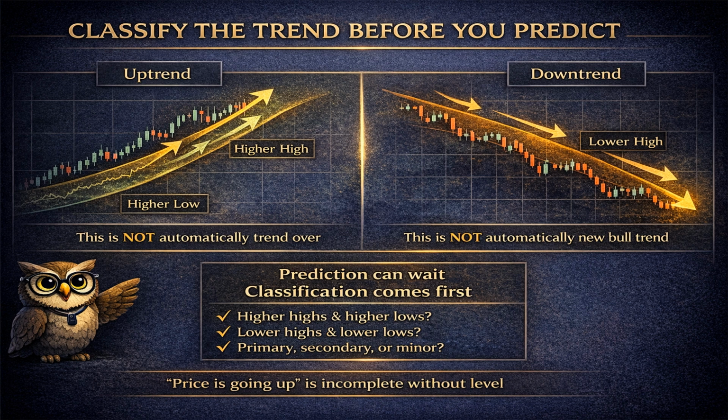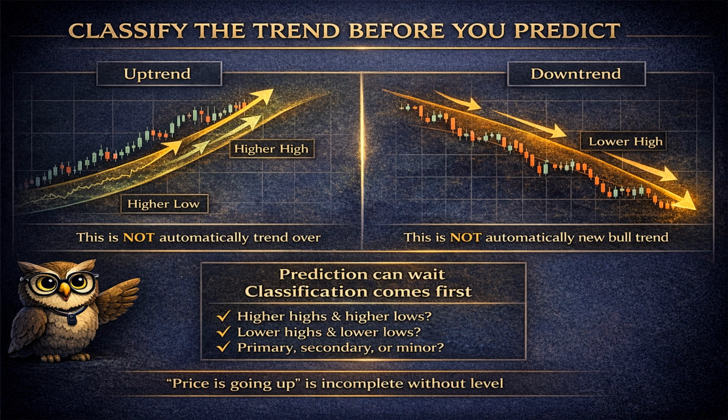So the first job is not prediction. The first job is classification. Ask, are we making higher highs and higher lows on the level that matters? Or are we making lower highs and lower lows? And is this move primary, secondary, or minor? That question alone filters out a huge amount of bad trading.